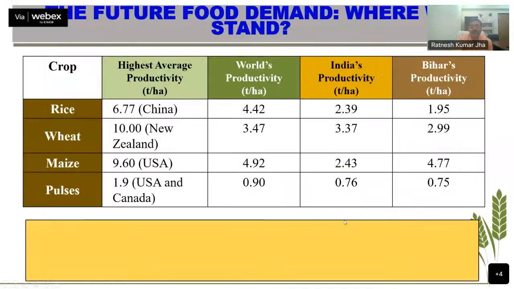The Indian population by 2050 will be such that we have to produce 400 million tons of grains by 2050. The present scenario is that India's productivity is very, very low as compared to the world's productivity. And if you talk about Bihar or the whole of the Gangetic plain, the productivity of rice, wheat, pulses, and also maize is very low as compared to the best in the world and the world average. So it is not possible for us to feed the Indian population by 2050 unless we increase our productivity further.